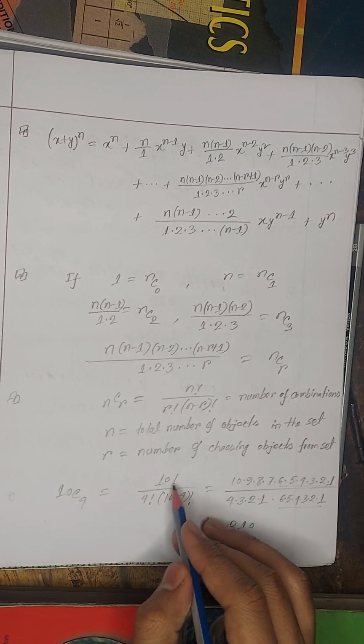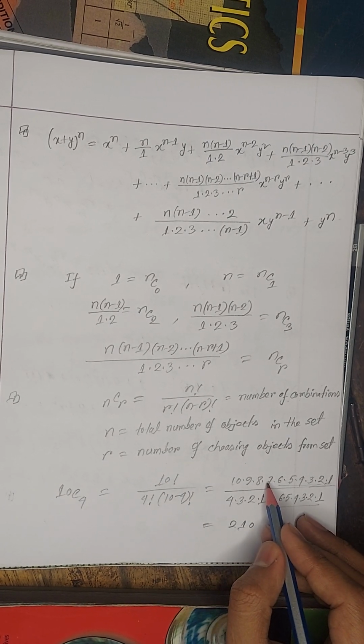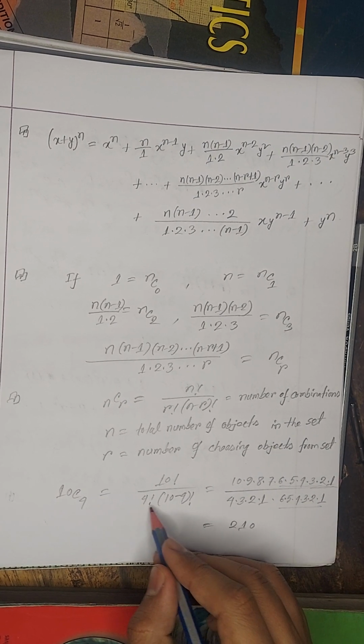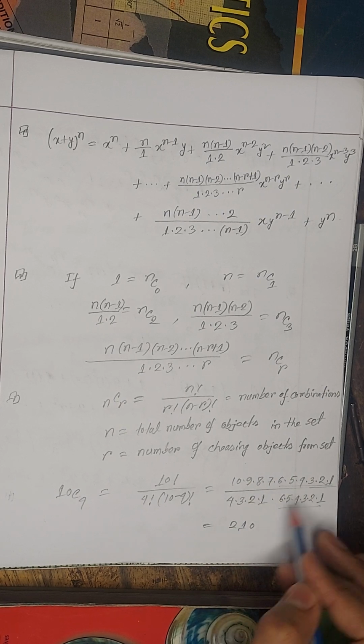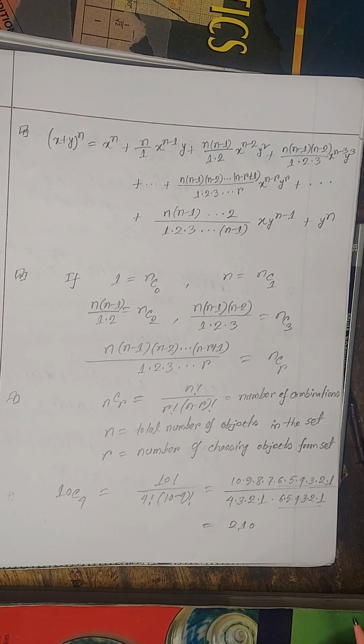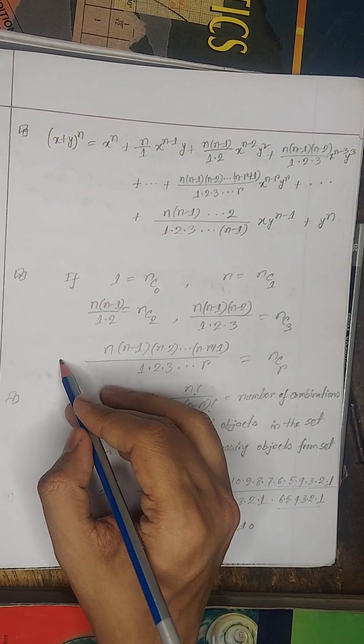And here we use the formula of factorial, where 10 factorial means 10 times 9 times 8 times 7 times 6 up to 1. And similarly 4 factorial is 4 times 3 times 2 times 1. And when we cancel the terms, and after calculating, we'll get 210. And the formula of nCr is this one.